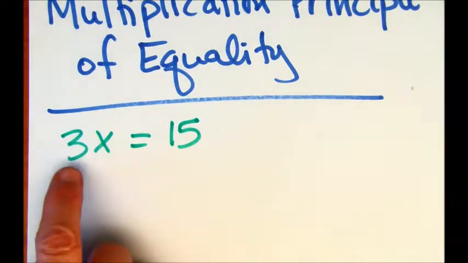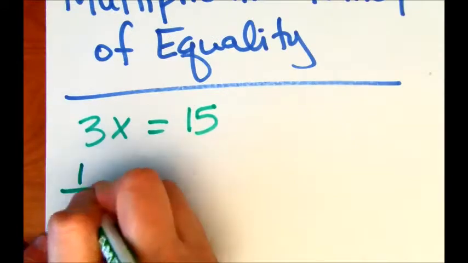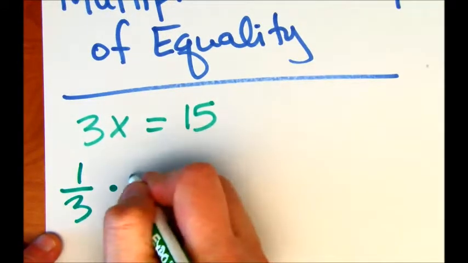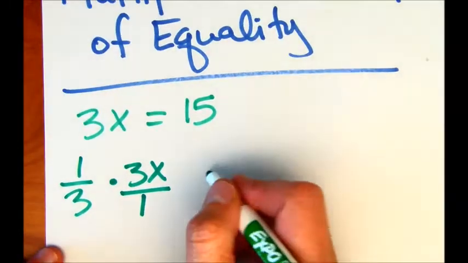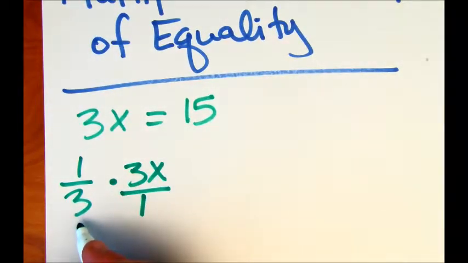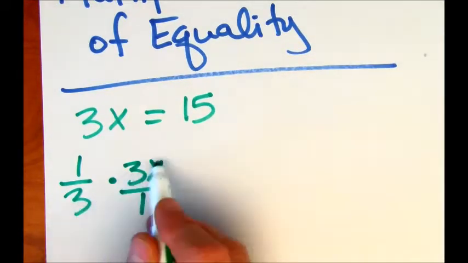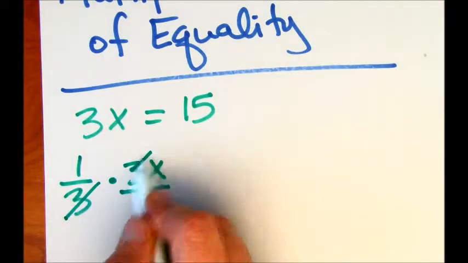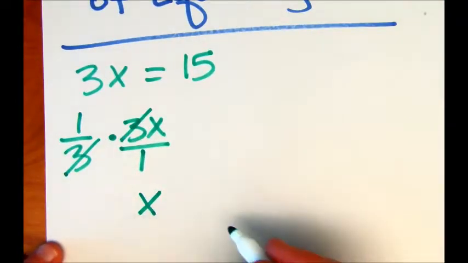Basically, because we're multiplying by a whole number, we're going to multiply by the inverse of that whole number, which would be 1/3. So if we take 1/3 and multiply it to 3x, or you could put a 1 under that, what we're doing is we're going to be able to cancel here. 3 goes into 3 once, and so that's going to leave you with x over 1, or just x.